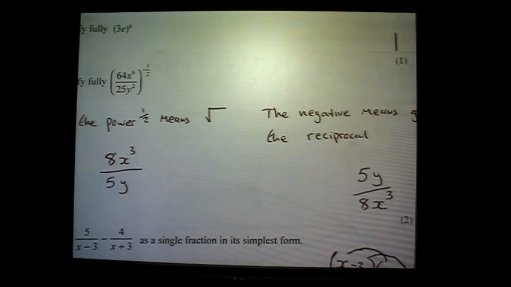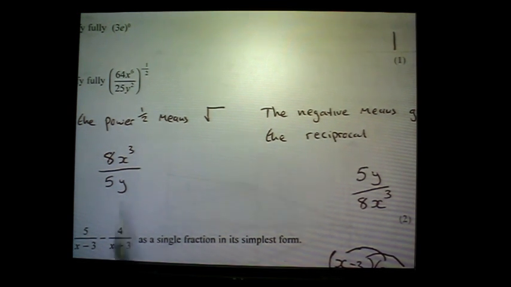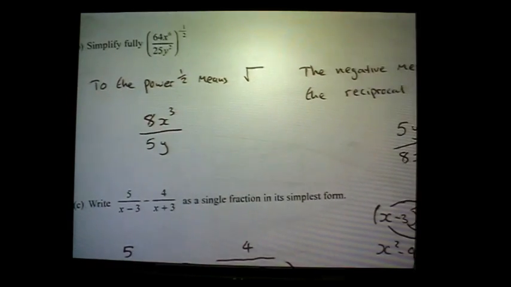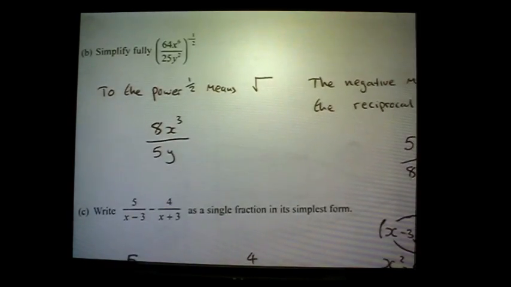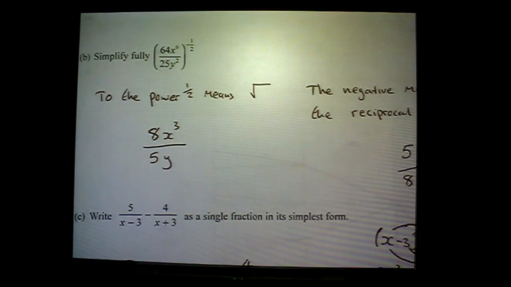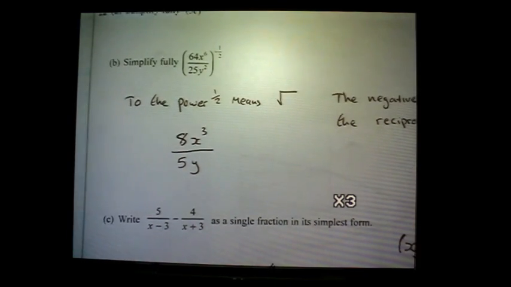So you flip it upside down, and that's how you do that. Even if you just do the square root and bit, you'll still get one mark for it. Right, the next one. Write 5 over x take 3, take away 4 over x add 3, as a fraction in its simplest form.